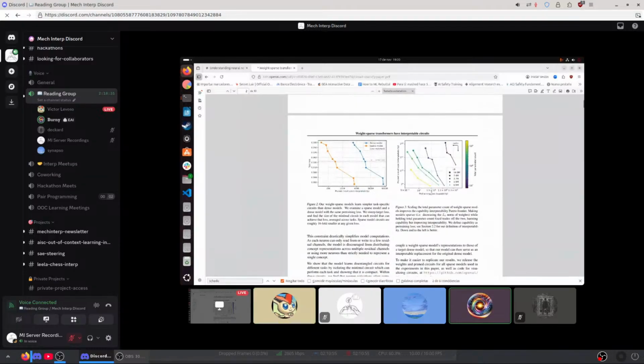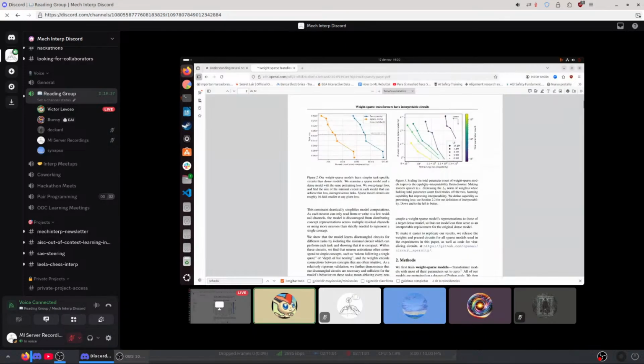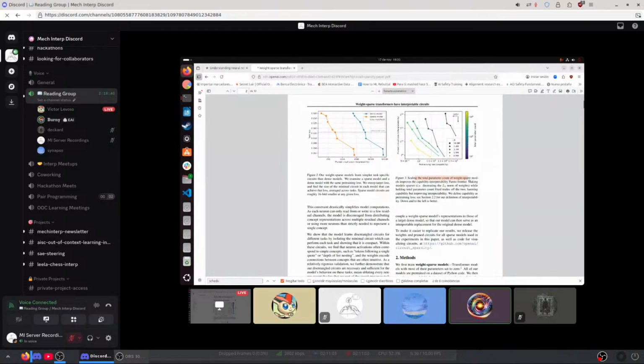Yeah, okay, here. And it's the filling color. So more parameters equals better capability and lower... oh yeah, scale size is interpretability. L0, so yeah. And lower interpretability. Okay, so that makes sense.